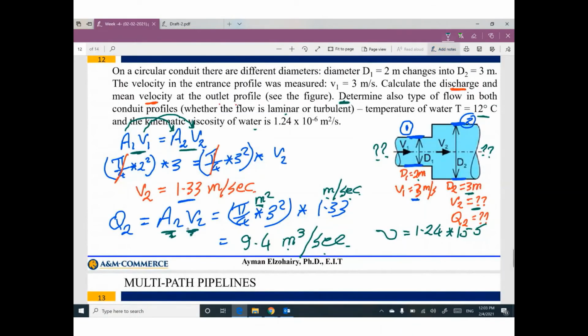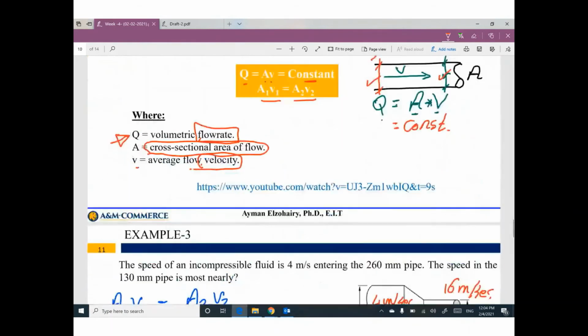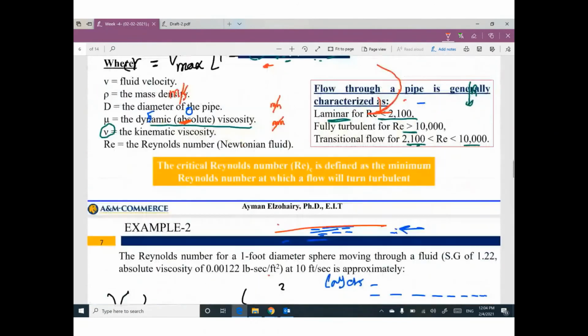So in the second part of this problem, we are looking to determine what type of flow, laminar or turbulent, based on the Reynolds number. And this Reynolds number is a function of V, diameter, and nu. Nu is the kinematic viscosity, so it's given in the problem. V and D, we figured them out. So we can determine the Reynolds number. And once you get the Reynolds number, you have a range here: greater than 10,000, smaller than 100, and in between you can determine laminar, fully turbulent, or transitional flow.